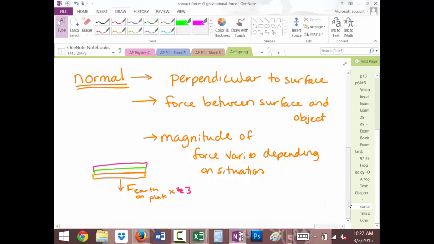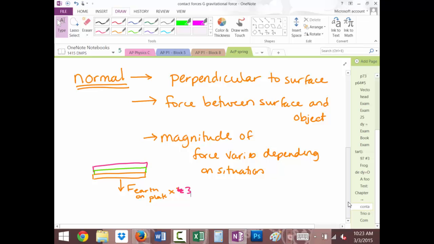Then the force on Earth is the normal force, or is it having them both equal to 0? Is that the normal? Yes and no. It's not always going to be exactly opposite of the force of the Earth. Okay, and we're going to do a couple examples that will show you that in just a minute, okay?